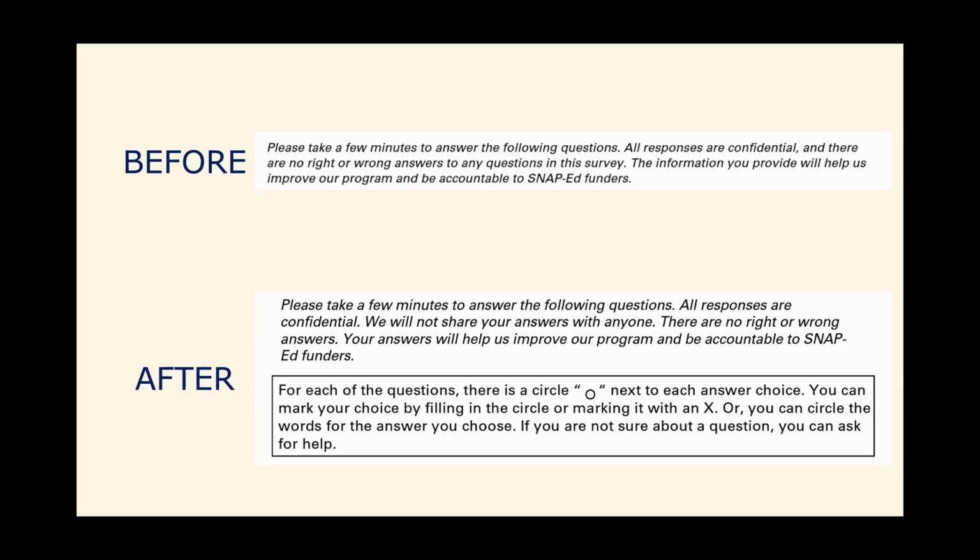And what we ended up doing was adding this little section underneath, providing some clarification for answering and filling out the survey, which is that, especially in handwritten surveys, because that was an option here, for each of the questions, there's a circle next to each answer choice, so you can mark your choice by filling in the circle or marking it with an X. Or you can circle the words for the answer you choose. And if you aren't sure about a question, you can ask for help, because we were there to make sure people could understand and complete the survey.